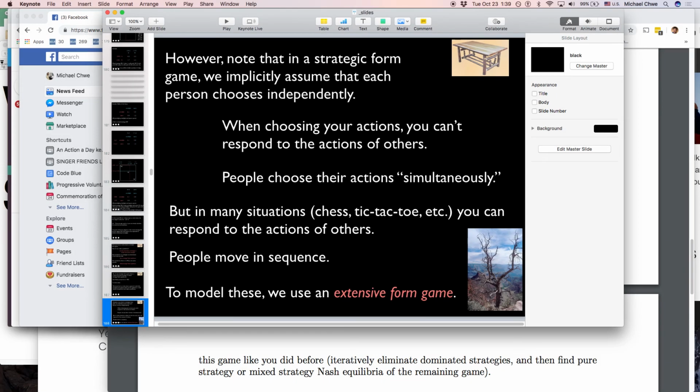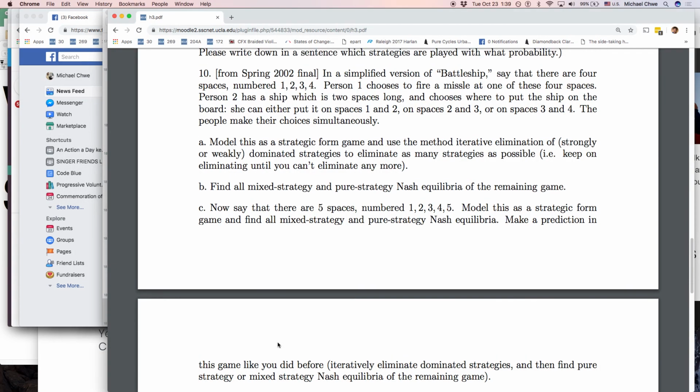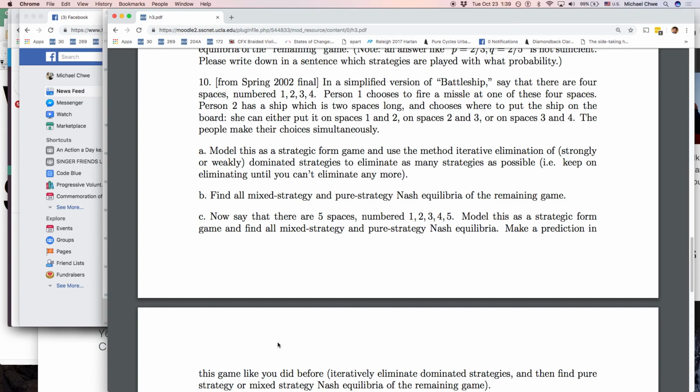Okay, let's do the battleship one. How many people have tried this? Does it work out? Yeah, it should work out. Okay, let's see.